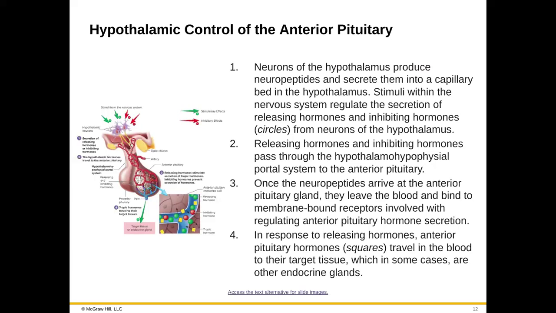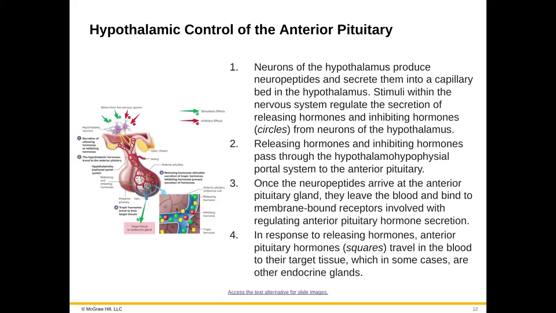So when stimuli reach this part of the nervous system, they're going to regulate the secretion of releasing hormones or possibly inhibiting hormones from the hypothalamus. So what happens is that those releasing hormones and inhibiting hormones are going to pass through the hypothalamo-hypophyseal portal system to get to the anterior pituitary. Once those neuropeptides arrive at the anterior pituitary, they are then able to leave the blood and bind to these membrane-bound receptors involved in regulating anterior pituitary hormone secretion.